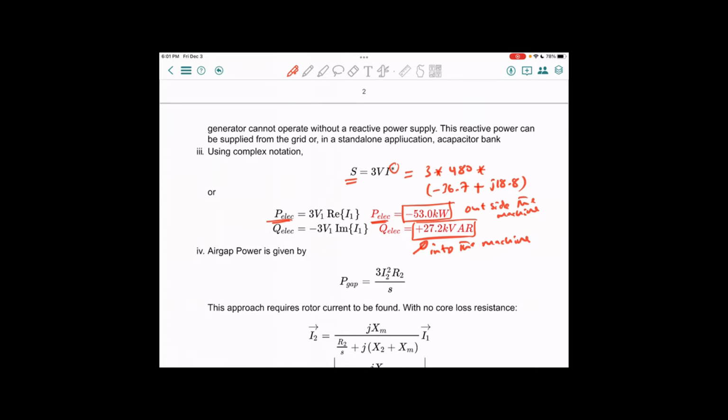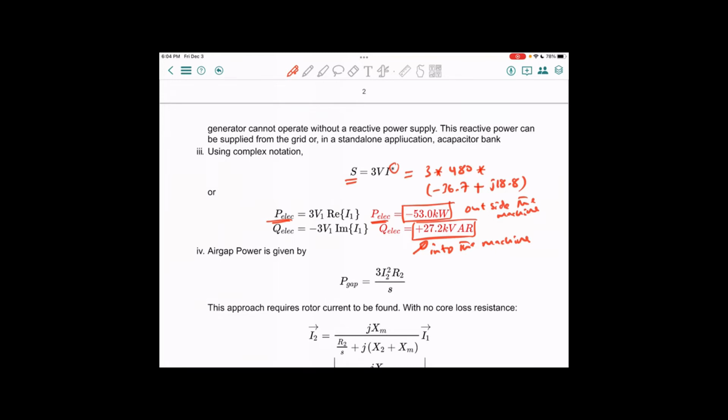So the P is negative. That means it's changing direction. It's not going into the machine. It's going outside of the machine to the supply, to the grid. But the Q is positive because the induction machine still requires reactive power to go into the machine to build its own magnetic field, because it does not have a separate winding with a separate source to build its own magnetic field. Okay, guys?